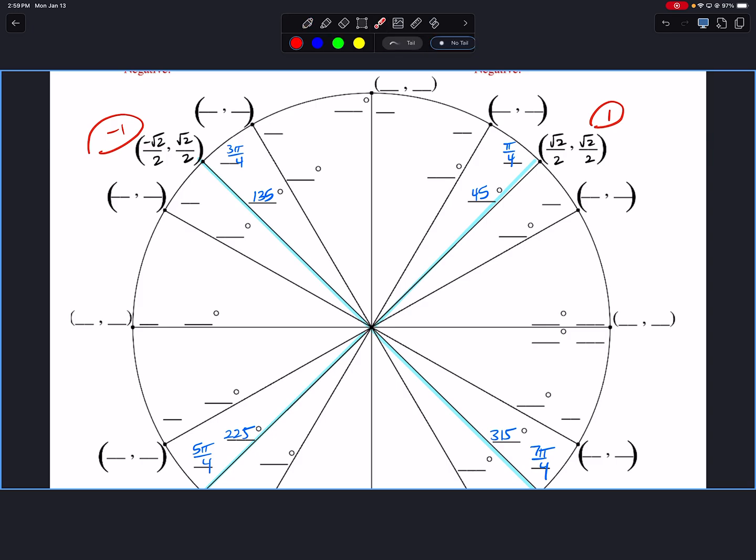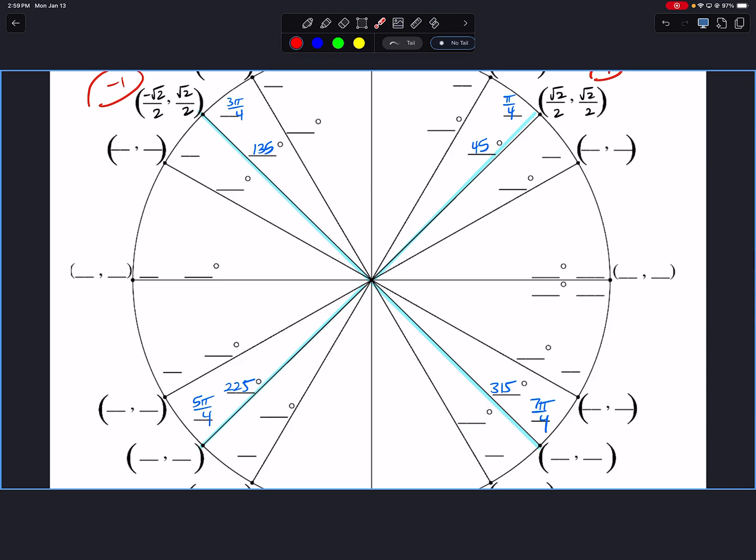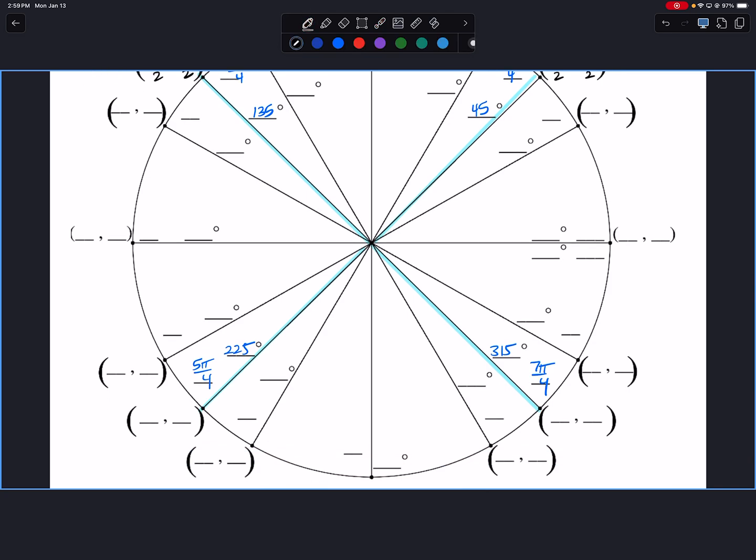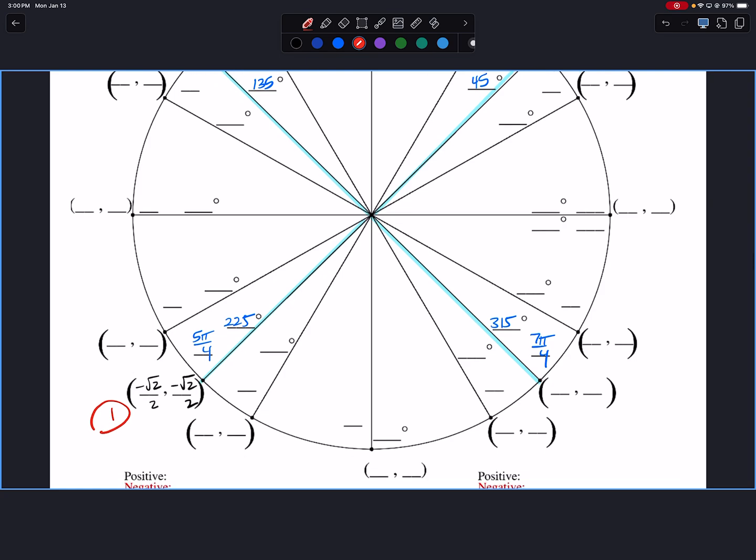What happens in quadrant 3? What do we know about our points? They're both negative. So it's going to be negative root 2 over 2. Negative root 2 over 2. Tangent is Y over X. What's a negative divided by negative? Positive. So it's going to be positive 1. What do we know about quadrant 4?